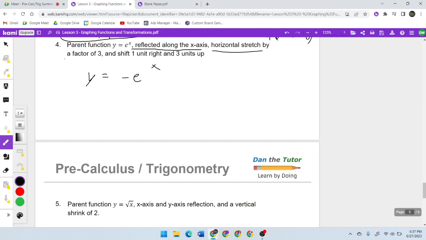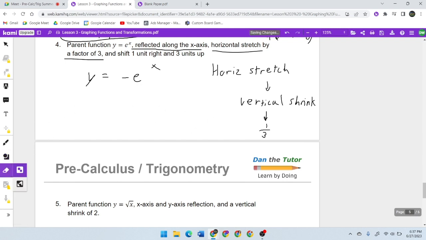Okay, next is the horizontal stretch by a factor of 3. Remember, a horizontal stretch is really a vertical shrink. And what that means is it's not a factor of 3, it's actually 1/3. In other words, I hate horizontal stretches, I hate horizontal shrinks. I want to get it back into vertical stretches and vertical shrinks because a vertical stretch is a normal number like 3, and a vertical shrink is a fraction like 1/3.